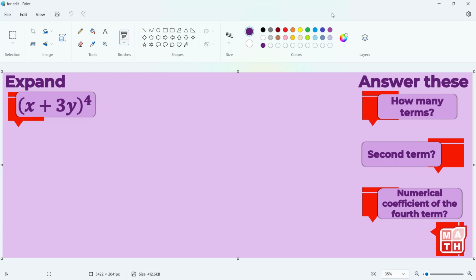Let's start. Now, we have here a binomial expression, specifically x plus 3y, and the entire quantity is raised to the power of 4. We are going to expand this using the appropriate operations and see what are the correct terms together with their coefficients that comprise the entire expanded form. At the same time, we are going to answer these questions here, so that we can use them as part of our analysis. Some of these questions, specifically the last two, can only be answered once we are done with the expansion.